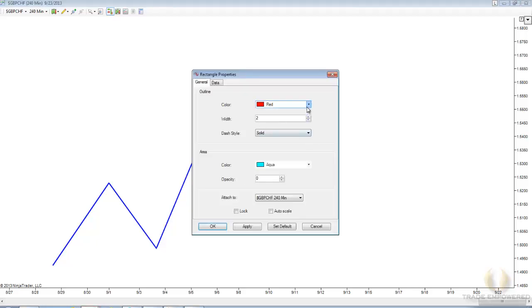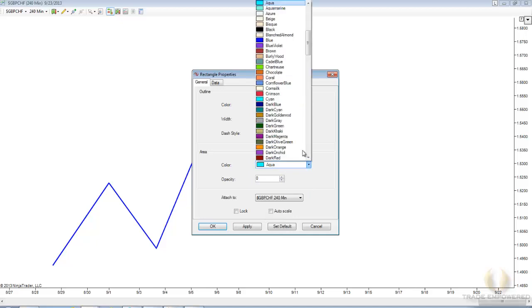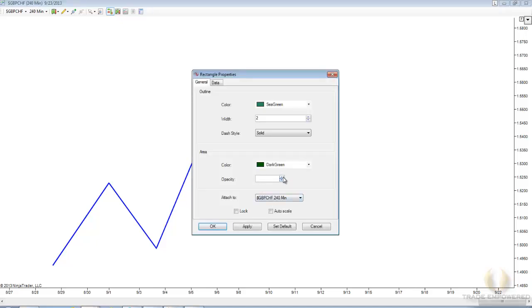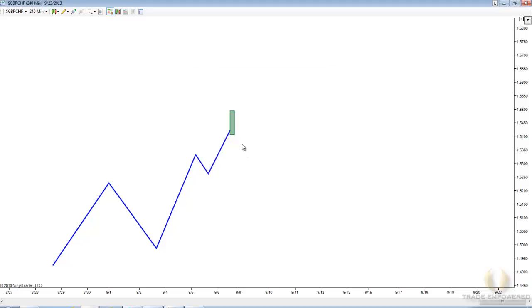Let's see if we can make this bullish trend. So let's make this green. Fill it in some. Give it some wicks. Let's do this. Thicken the candle some. There we go. So this is our initial high point.